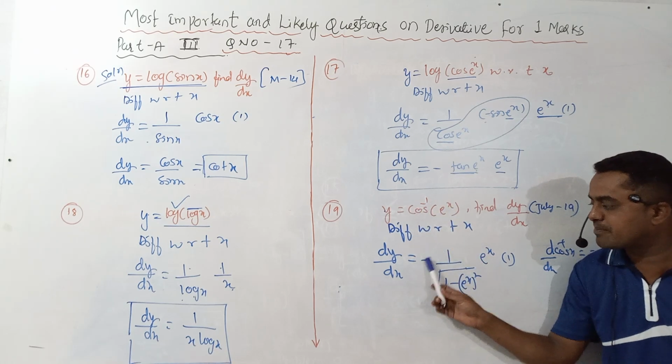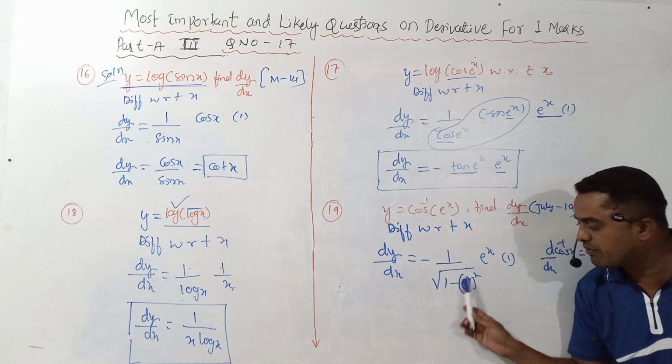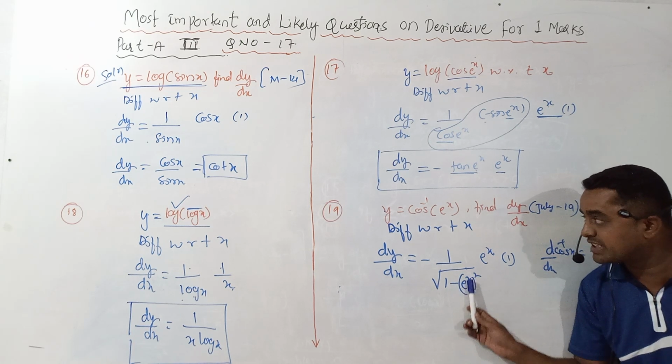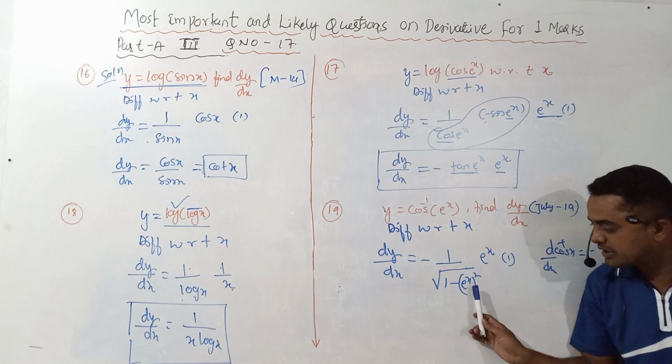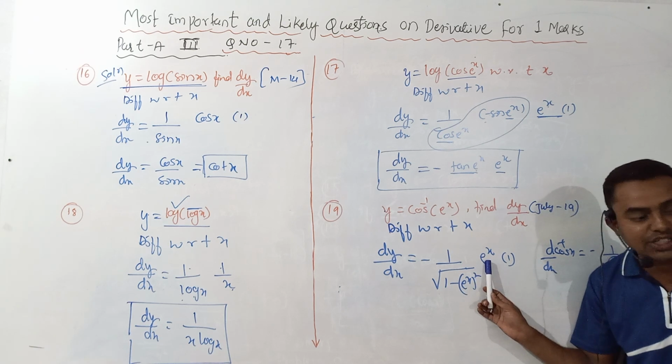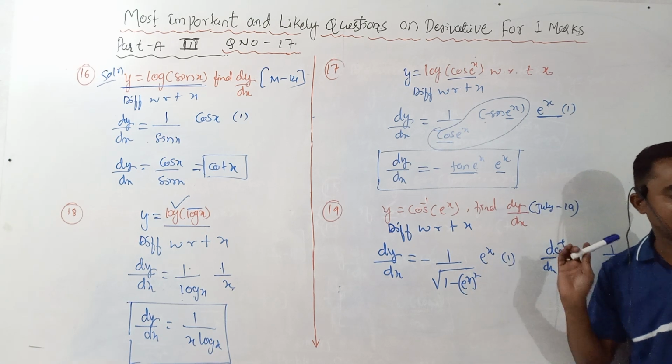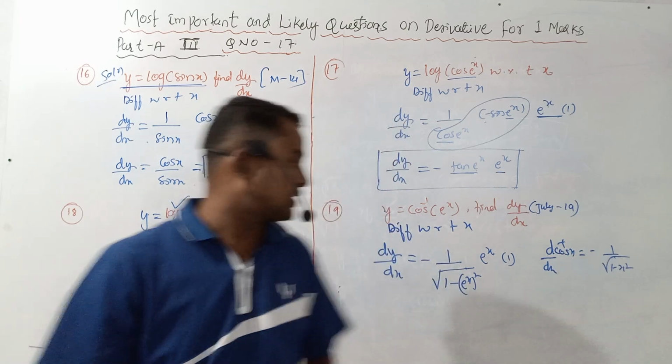Derivative of cos inverse is minus 1 divided by root of 1 minus x square. Instead of x, what is here? E raised to x, the whole squared. Then derivative of e raised to x is e raised to x. Derivative of x is 1. Yes. Now simplify this one.